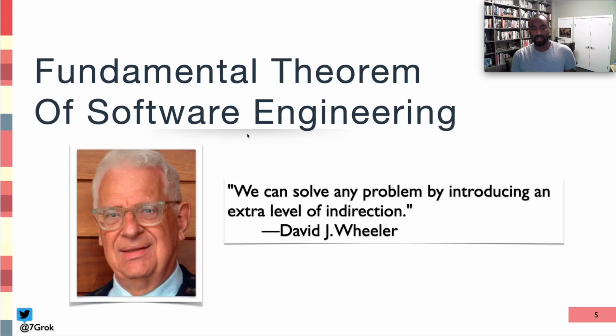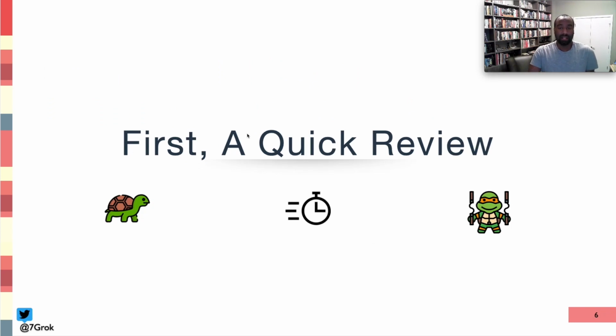There's a fundamental theorem of software engineering attributed to David J. Wheeler, and it goes: we can solve any problem by introducing an extra layer of indirection. Some people add a humorous bit to it that says, except for the problem of too many layers of indirection. I think we need a similar fundamental theorem of infrastructure engineering where we replace indirection with abstraction, right? We feel we can solve any problem by introducing an extra layer of abstraction. So how does this all go together?